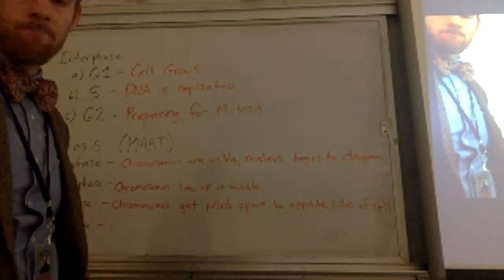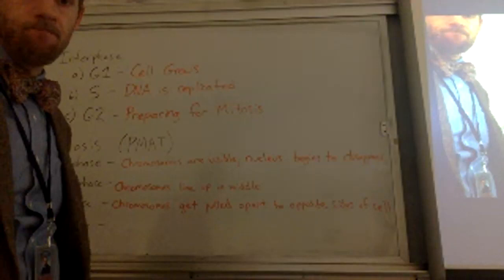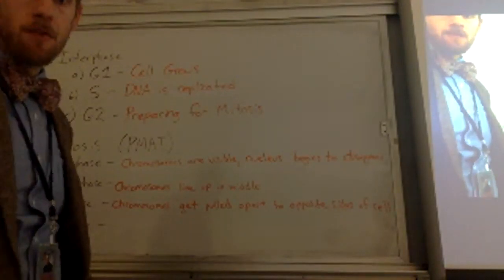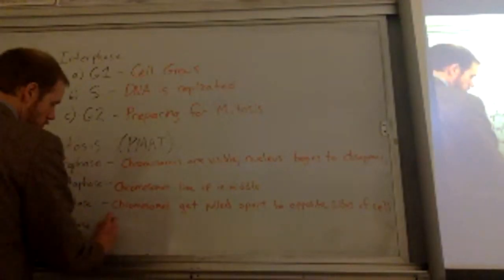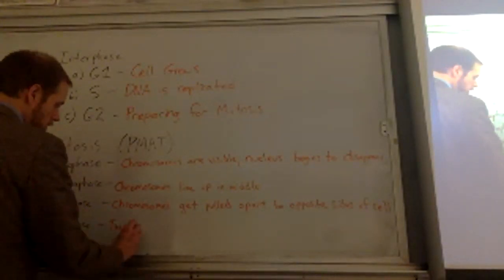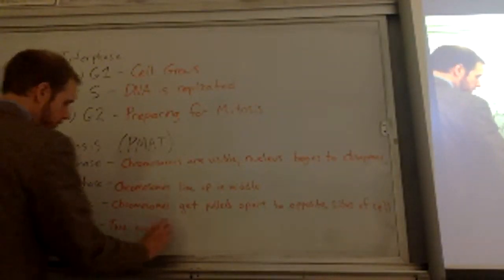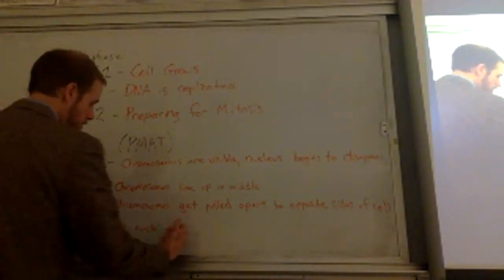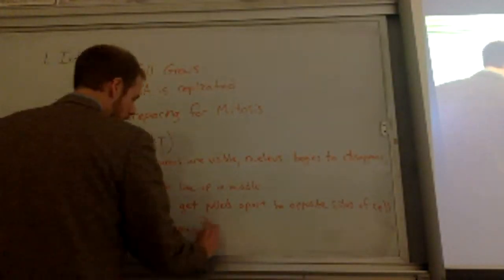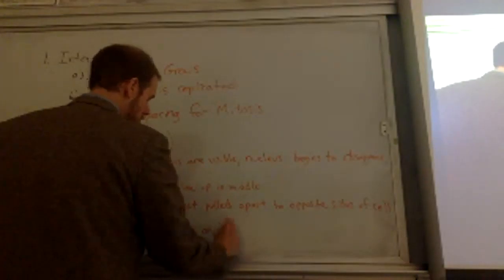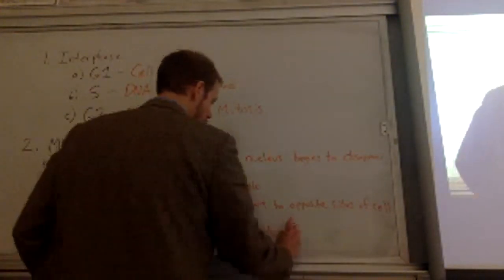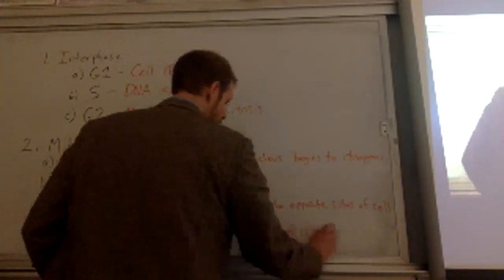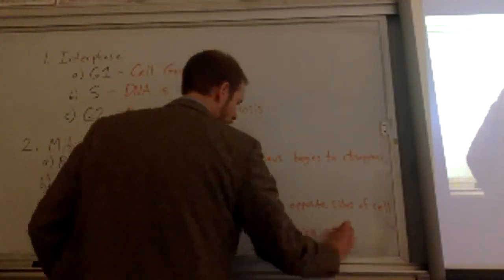Telophase, what's going on? Good. T for two nuclei in telophase. Two nuclei appear on either side of the cell around chromosomes.